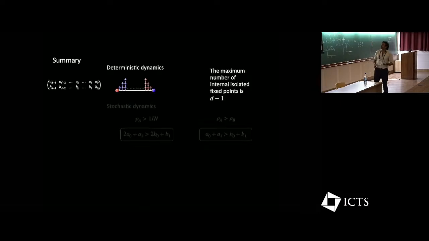Actually, we can just quickly generalize this, and without going into further details, the idea is that for deterministic dynamics, we can write down the maximum number of internal fixed points. For a D-player game, it's just D minus 1, because that's how many times you can switch inequalities. Because we know the payoff matrix that we wrote down was a D minus 1 sized payoff matrix, so you can switch inequalities that many times.